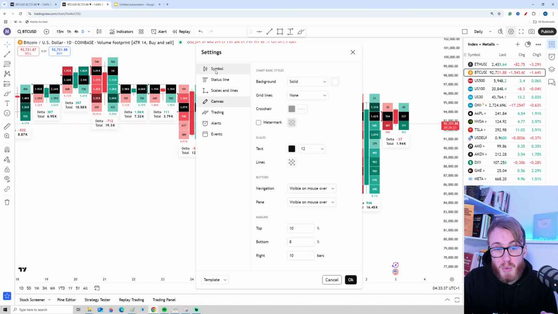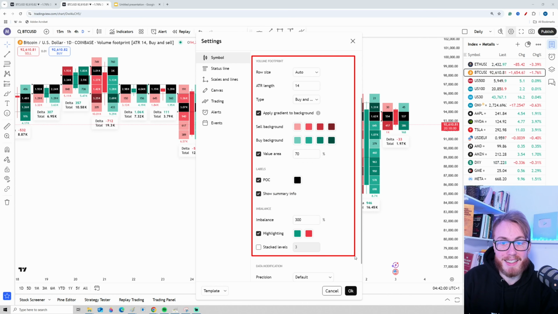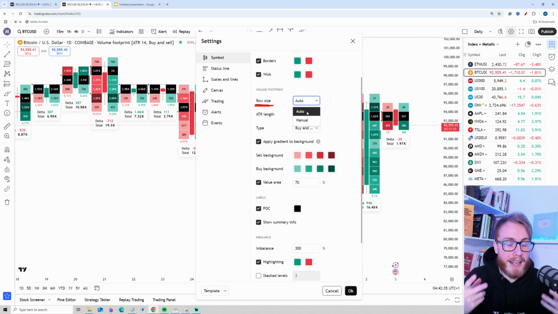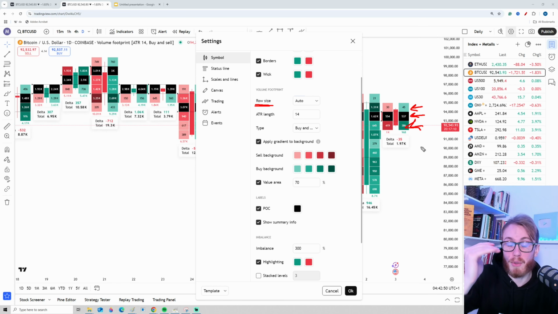Then you want to go up to where it says symbol, just scroll down a bit, and as you can see we have the volume footprint settings right here. The very first setting I want to take a look at is the row size right here, and you can see that the standard setting is auto. For this setting, I actually recommend keeping it at auto, because what the row size basically does is decide how many of these bars, you can see for example right here we have 1, 2, 3 bars, and the row size basically decides how many of these rows we need to have.